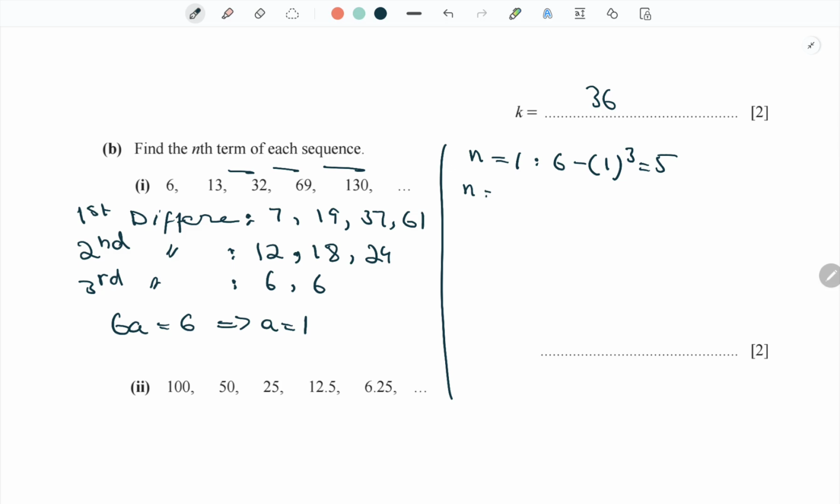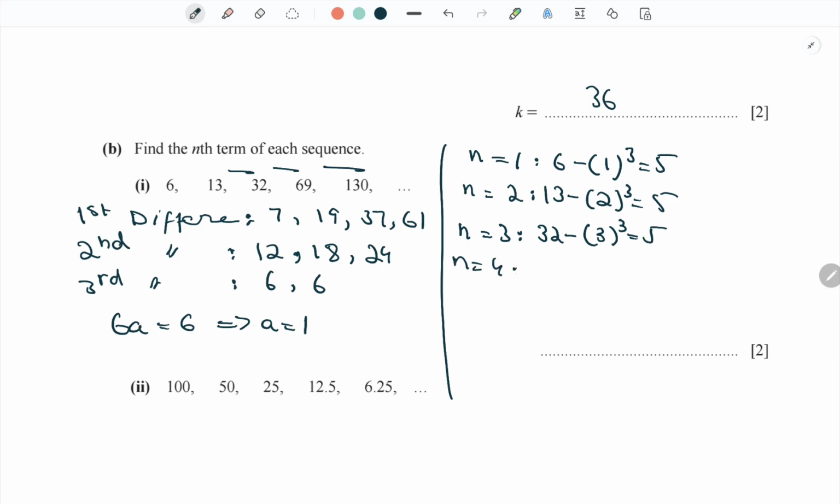Now for n equals 2, the term is 13. So 13 minus 2 cubed, 2 cubed is 8, so 13 minus 8 is 5. Now n equals 3, the term is 32 minus 3 cubed, 3 cubed is 27, so 32 minus 27 is again 5.